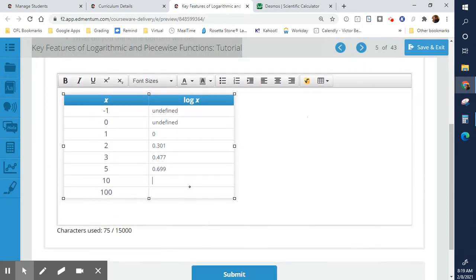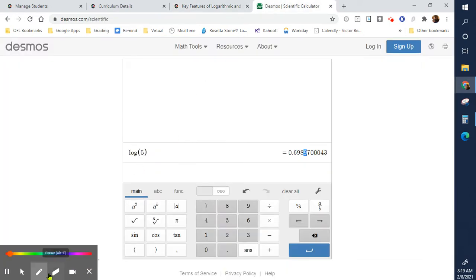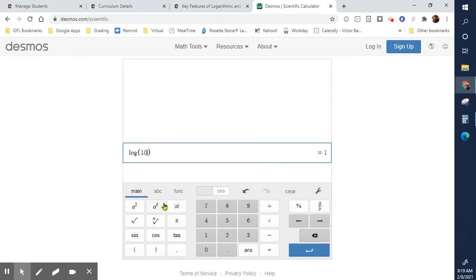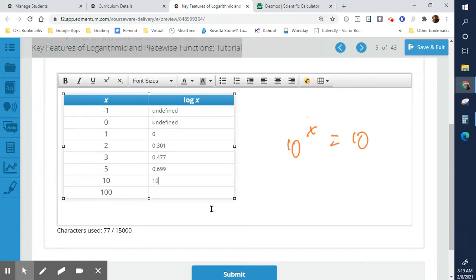Well, this should be 1 because think about it logically. 10 to what power gives us 10? 1. So let me plug in 10 and I get 1. It's important to note that some people think that this should be 0.5. It's not 0.5. We're not multiplying. This isn't multiplication. It's multiplying by itself. So that's why we get this weird number to end up giving us 5.